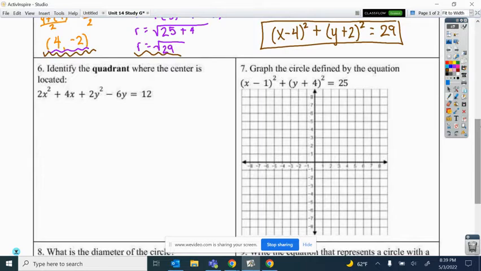Number 6 wants us to identify the quadrant where the center of our circle is located. So I notice here that I have the equation set up without parentheses. So I'm going to need to complete the square in order to get this set up. First things first, I know that I don't want any coefficients on my x squared or my y squared value. So we're going to divide everybody by a coefficient there in order to clean this up. So x squared plus 2x plus y squared minus 3y equals 6.